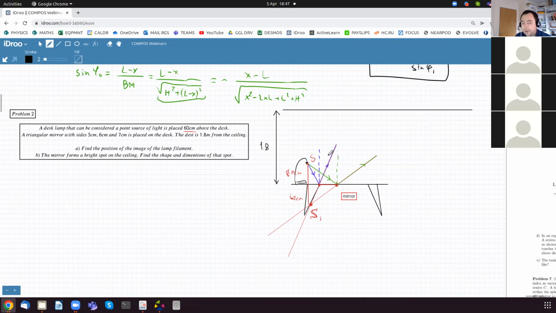1.8. So if you look in the mirror, you will see that the lamp is as if it's 60 centimeters under the desk, and it's shining through a mirror. So in fact, it will create on the ceiling a bright spot in exactly the shape of the mirror. It will be a triangular shape. You can convince yourself by drawing it in 3D.